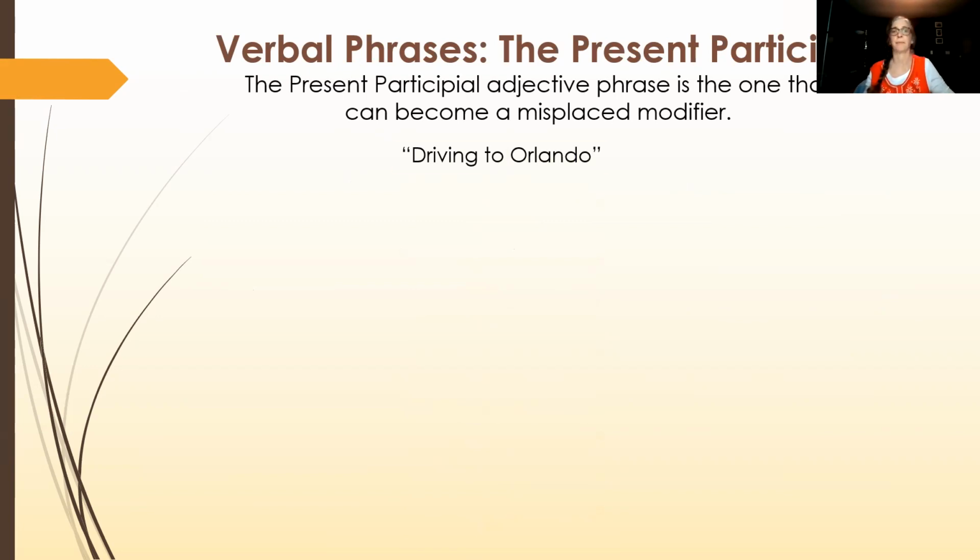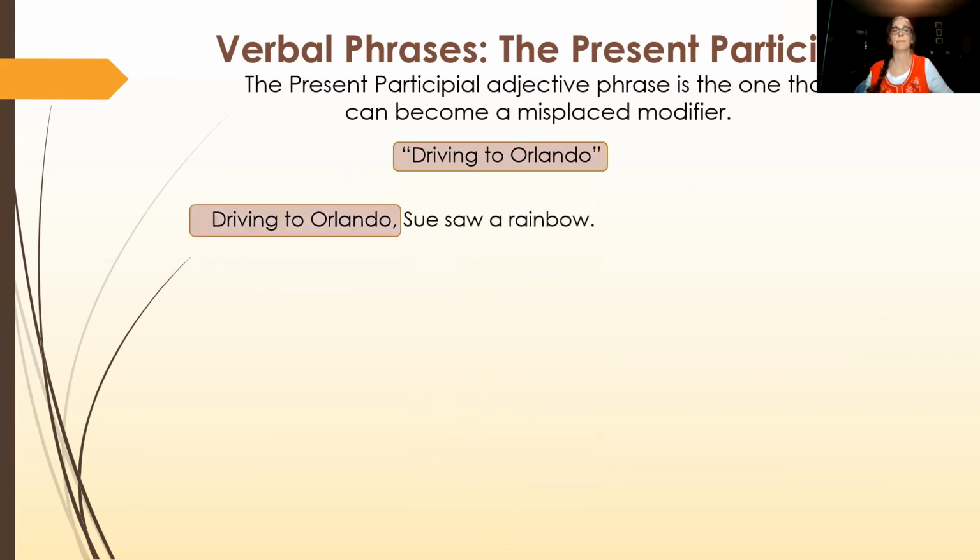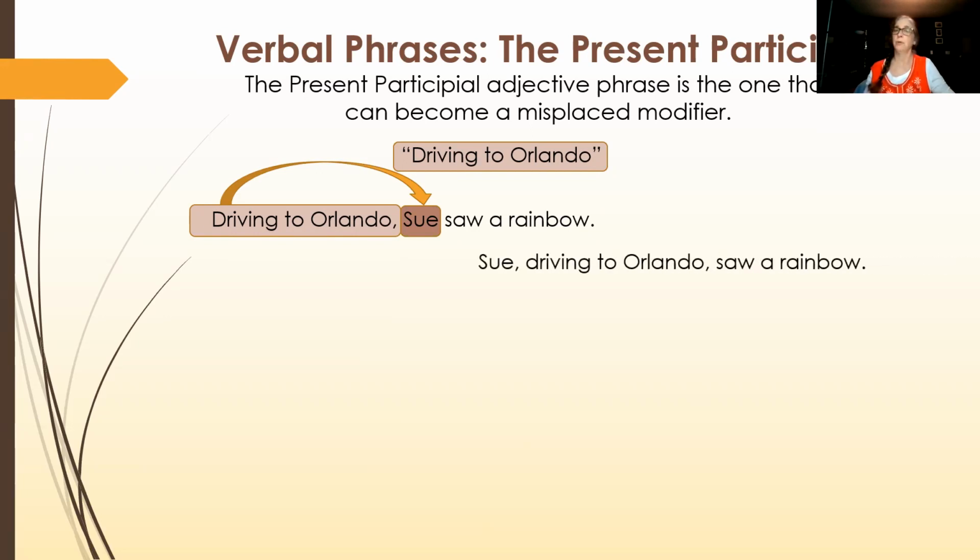Driving to Orlando. Driving to Orlando, Sue saw a rainbow. Notice how, if I change that to eating pizza, Sue saw a rainbow, your picture of Sue just changed, didn't it? It went from her driving to Orlando to her eating pizza. That's how these phrases modify nouns. So there we have it in front of Sue. Sue, driving to Orlando, saw a rainbow.